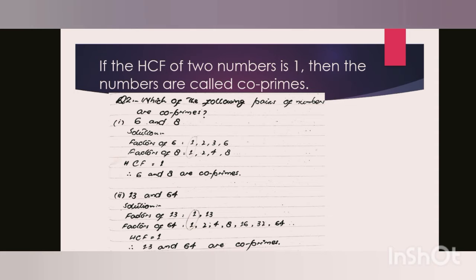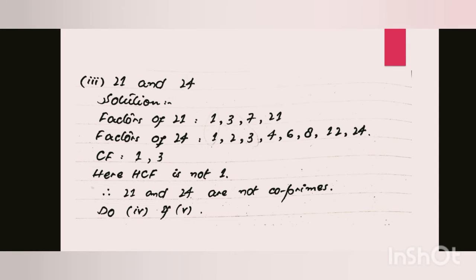Now moving towards the second part, 13 and 64. Factors of 13 are 1 and 13 only. Now factors of 64 are 1, 2, 4, 8, 16, 32 and 64. These are the factors which exactly divide 64. Now which is the common factor? 1 is the common factor. Therefore HCF equals 1. Therefore we can say 13 and 64 are coprimes. Now see the last part, part number 3, 21 and 24.